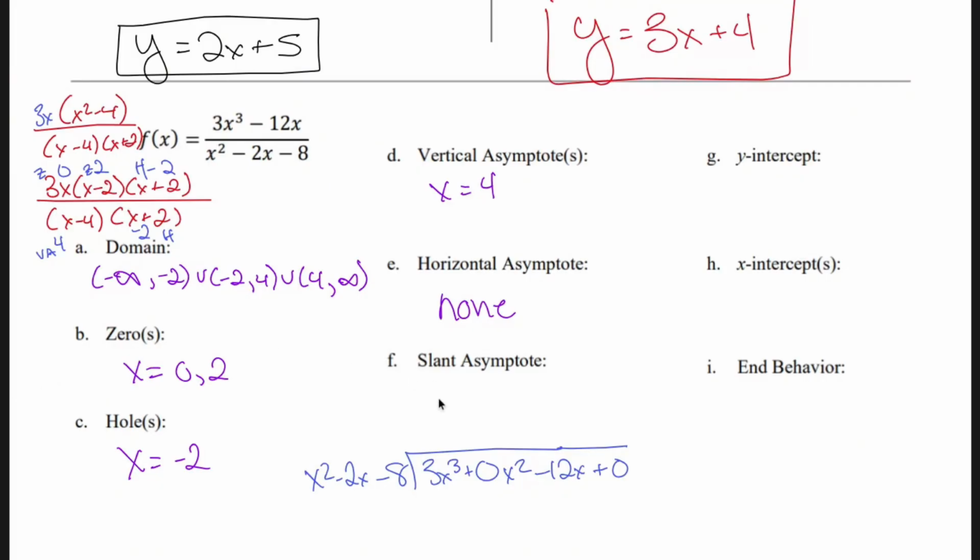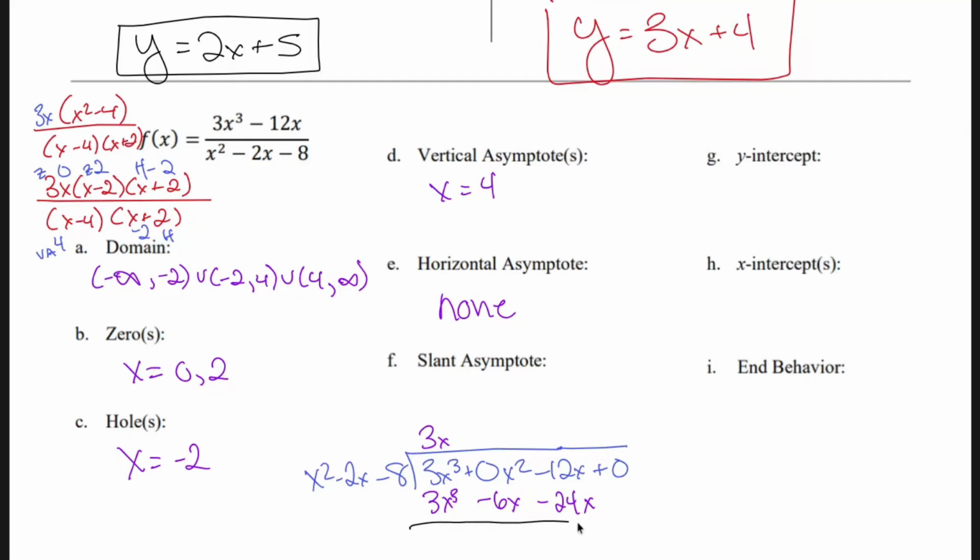Do some polynomial long division. X squared times 3x gets me 3x cubed. 3 times x squared is 3x cubed. 3 times negative 2x is negative 6x squared. 3x times negative 8 is going to be negative 24x.